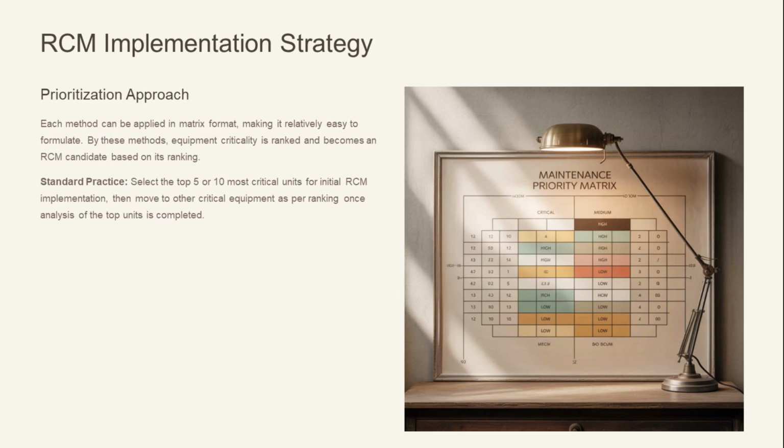The RCM implementation strategy involves prioritization approaches that can be applied in matrix format. Standard practice includes selecting the top critical units for initial RCM implementation, then moving to other equipment as ranked. This strategy ensures efficient allocation of resources based on criticality.